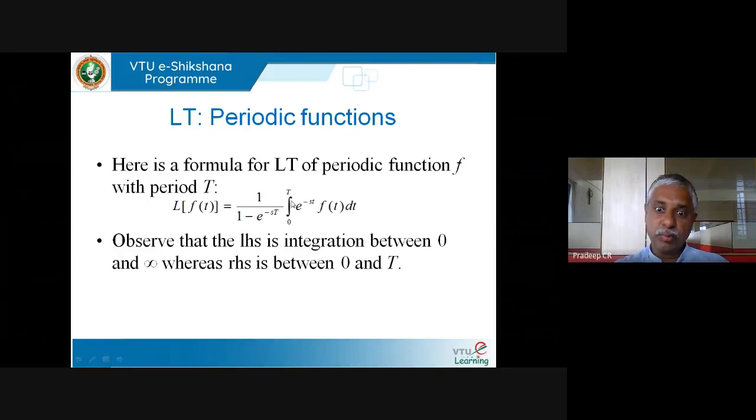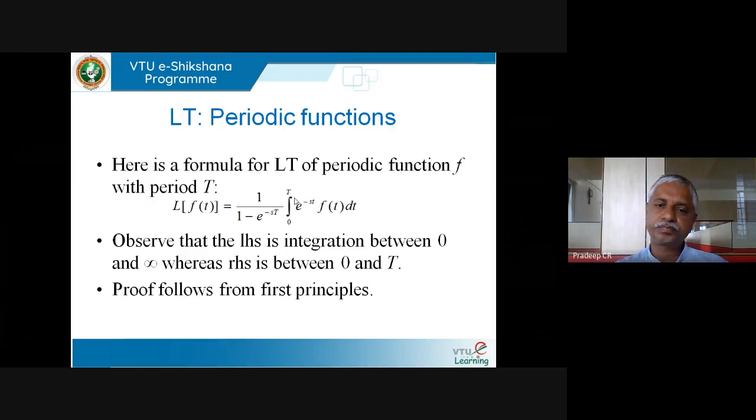T. Now, the important point which I was trying to emphasize yesterday was that in the LHS, the integration is from 0 to infinity. This is the Laplace transform definition: integral of e power minus st f(t), where t ranges from 0 to infinity. But here you see that the integral over infinite limits has been reduced to an integral over finite limits, with this extra piece in the formula, which is 1 by 1 minus e power minus sT. And this integration is over finite limits, from 0 to capital T only. Remember this, this is a huge advantage because we have just done away with infinity, which is a major achievement.